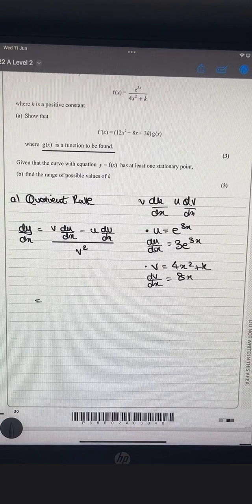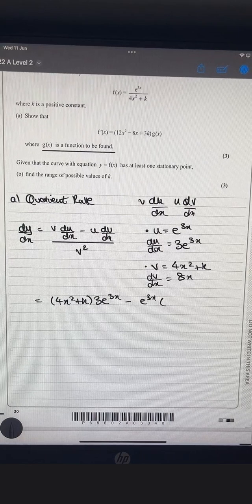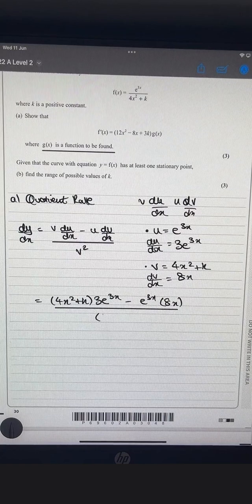So what is v? Well, that's 4x squared plus k multiplied by du dx, which is 3e to the 3x, minus u, which is e to the 3x, times dv by dx, which is 8x, all over v squared, which is 4x squared plus k whole squared.